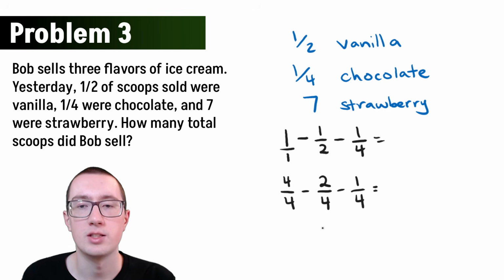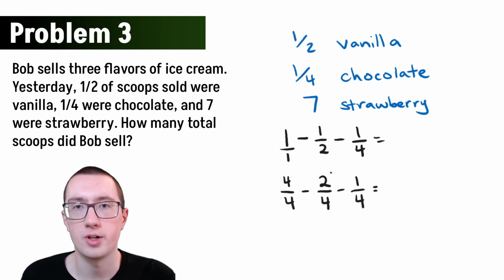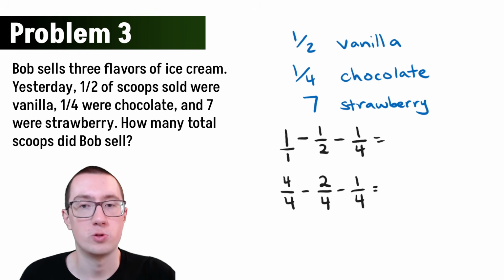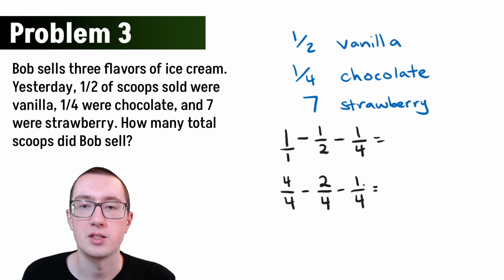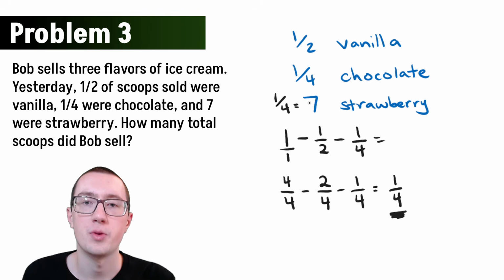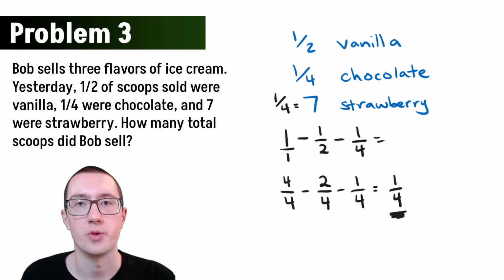And now because these are all in fourths, we can do our subtraction. So we have 4/4. We're subtracting 2/4, so that's just 2/4 left. And then minus another fourth, so we only have 1/4 left. 4 minus 2 minus 1. So this means that 1/4 of the ice cream that was sold was strawberry. And we also know that 7 scoops sold were strawberry.